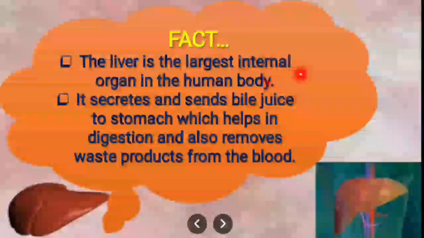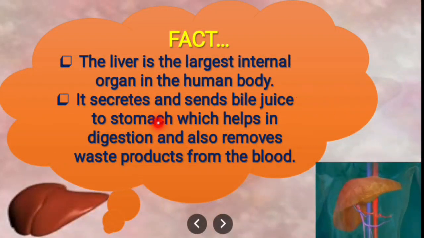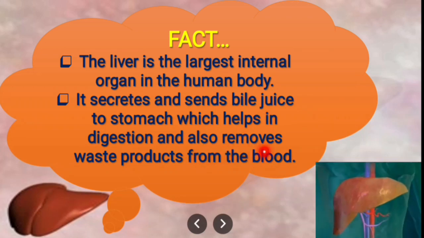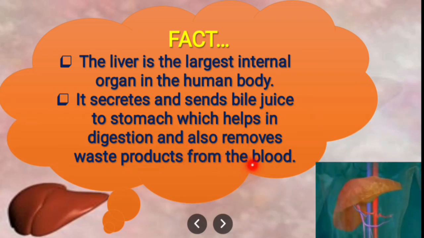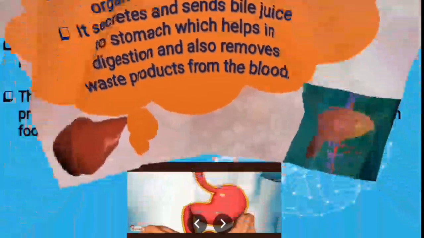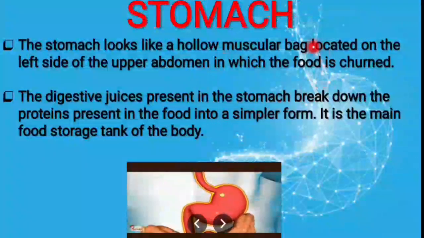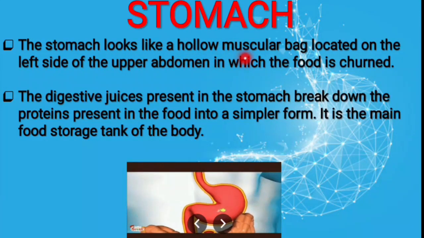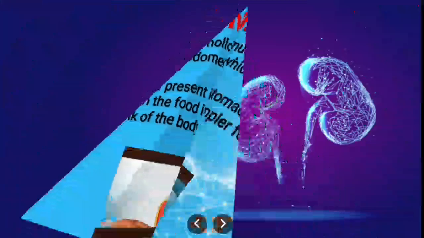Moving ahead is the fact that the liver is the largest internal organ in the human body. It secretes and sends bile juice to the stomach, which helps in digestion and also removes waste products from the blood. Coming to the next internal organ is stomach. Stomach looks like a hollow muscular bag located on the left side of the upper abdomen, in which the food is churned. The digestive juices present in the stomach break down the proteins into a very simple form, and the stomach is the main storage tank of the body. So it's a muscular bag.